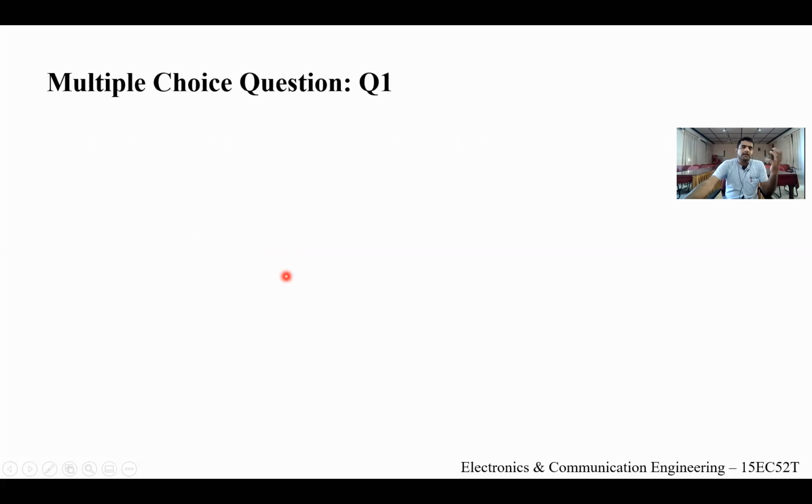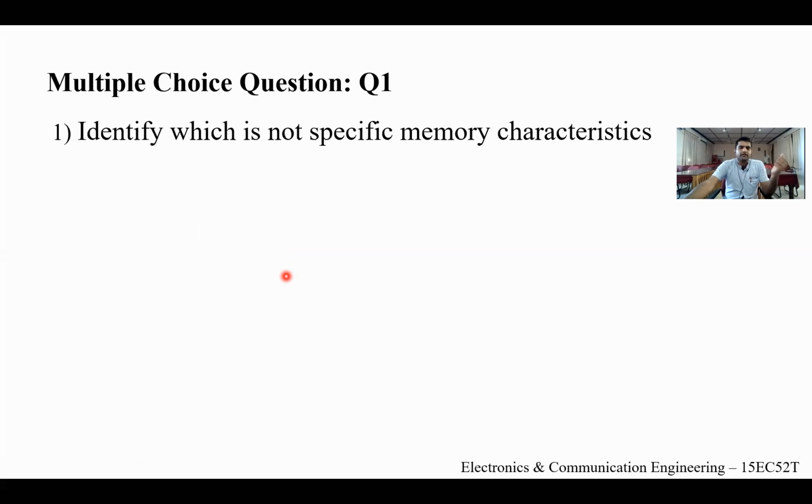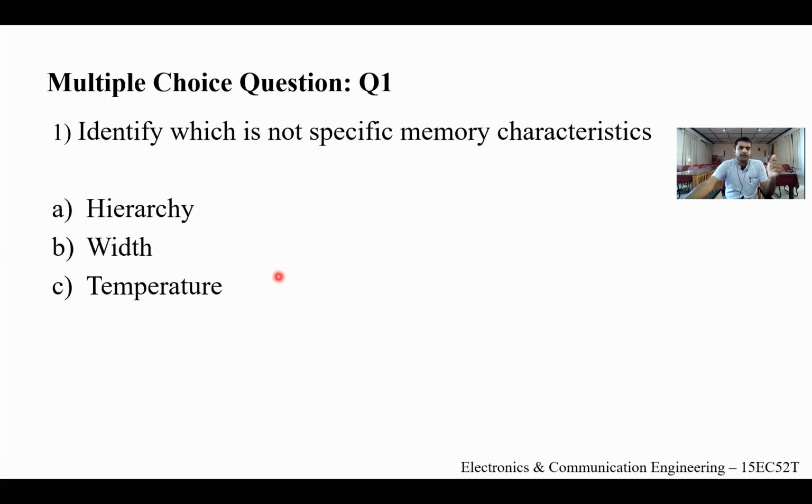We can discuss some multiple choice questions under this topic. Identify which is not a specific memory characteristic. One is hierarchy, another one is width, third one is temperature, fourth one is type. Which is not a specific memory characteristic? Temperature is not a memory characteristic, therefore C is the answer.